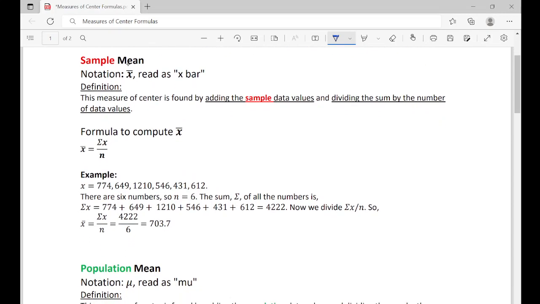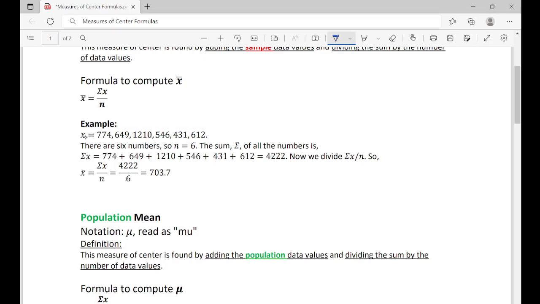So the first we're going to have is the sample mean, and the sample mean is denoted with an X with a bar over it, which is read as X bar. Its definition just means that this measure of center is found by adding the sample data values, and you have to be careful, it's the sample data values, and dividing by the number of data values. So the formula to compute for X bar, very simple. It's just the sum of all your X values divided by the number of values. If you see this little Greek letter here, that's the Greek letter sigma, and it just means to add up all the values of X, or the sum of X.